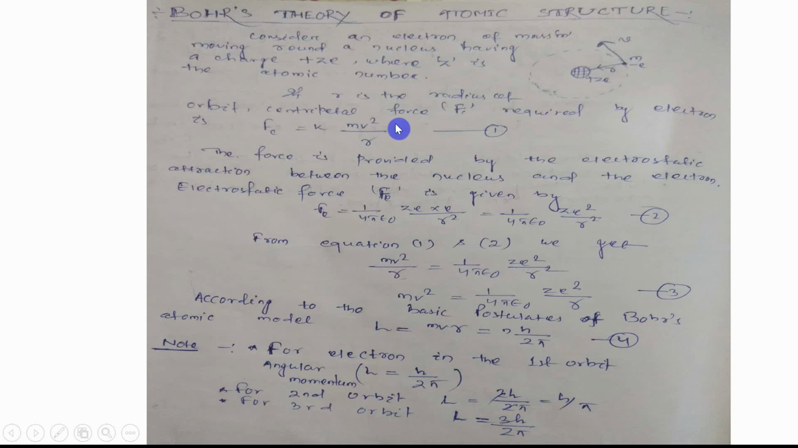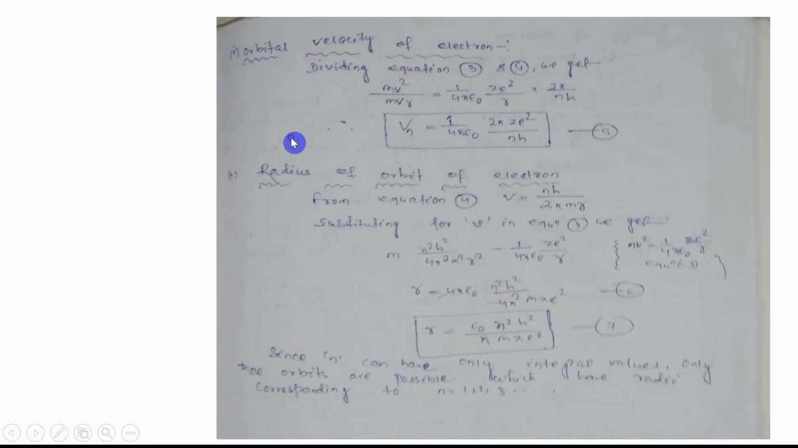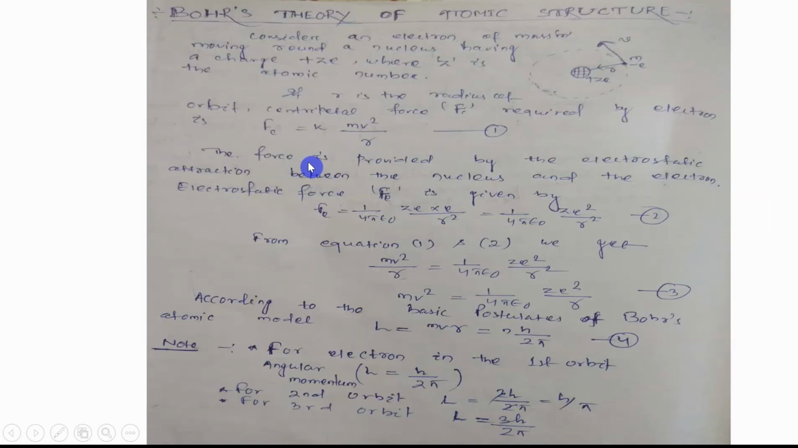So if r is the radius of the orbit, then the centripetal force required by the electron is Fc proportional to mv square by r, or we can write Fc equal to some constant k times mv square by r. We can take this k as 1. The force acting between the nucleus and the electron is the electrostatic force of attraction, or Coulomb's force, Fe equal to 1 by 4 pi epsilon naught times q1 q2 by r square.